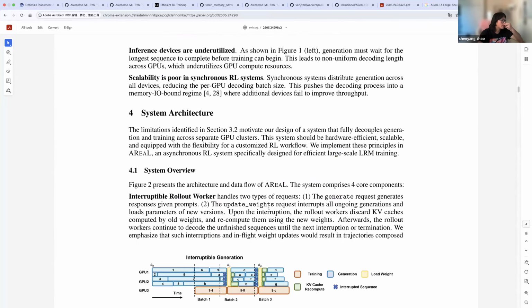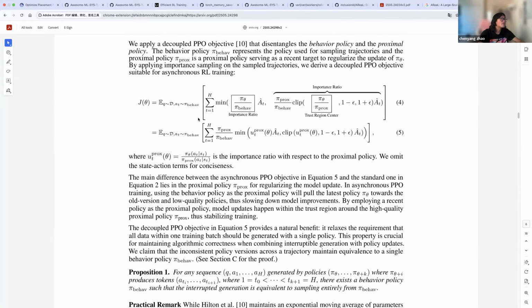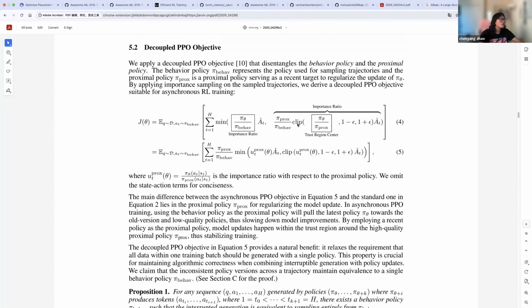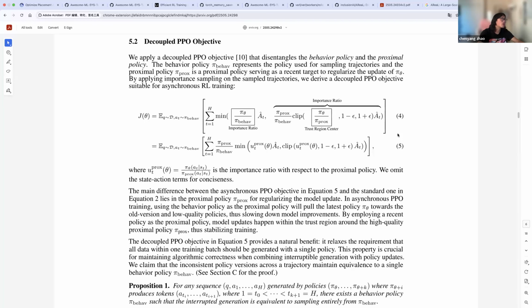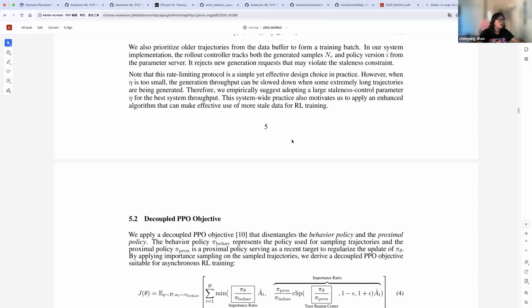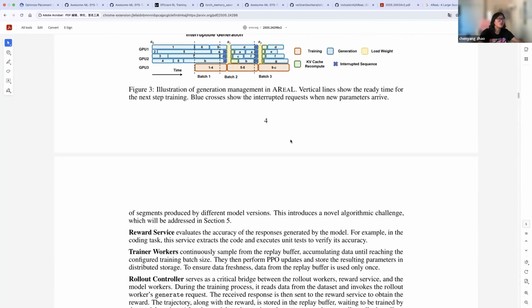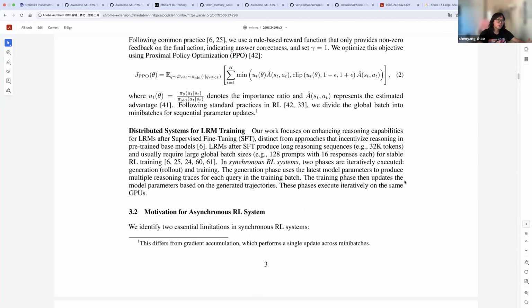They are using a modified PPO algorithm called decoupled PPO at this stage. I figured out that these equations have some problems inside, and I think Professor Wu may want to make some clarification on them, but the paper is actually good. So I highly suggest that if you are interested, you go inside their system design. Okay, so those are the first two takeaways.